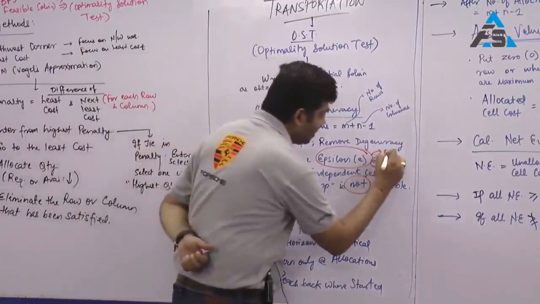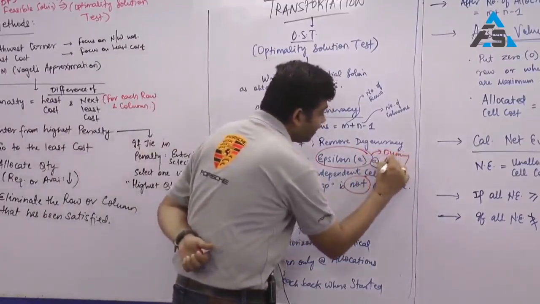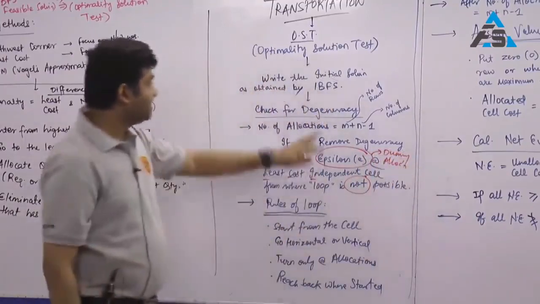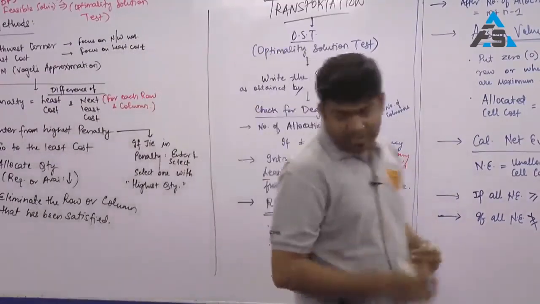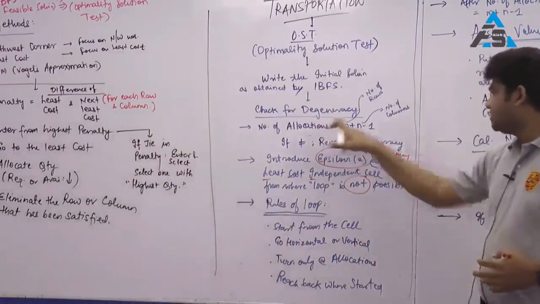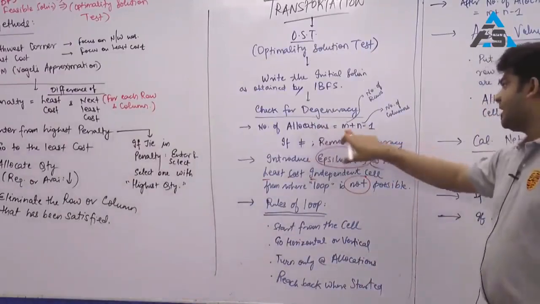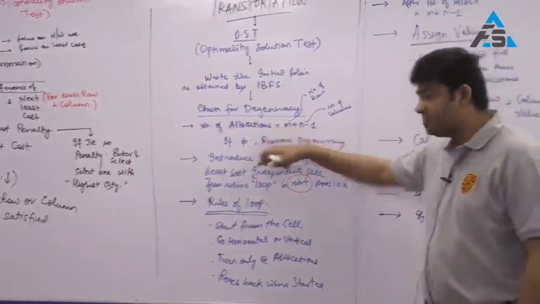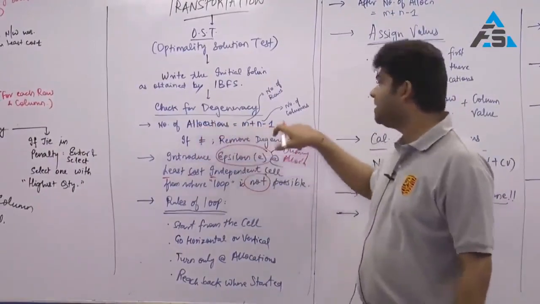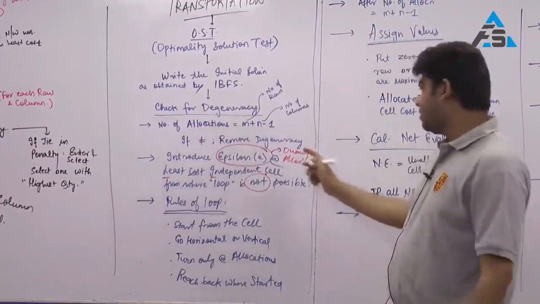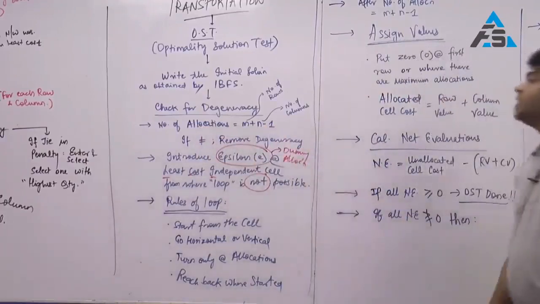So what is this epsilon? It is a dummy allocation. Once this dummy allocation is done, we come to know that number of allocations equal to m plus n minus 1. There can be 1e, 2e depending what is the difference here. So number of allocations 8, m plus n minus 1 6, then we will probably need 2 epsilons. Number of allocations 7, m plus n minus 1 8, we will need 1 epsilon e, and accordingly we will then move on to assigning of values.